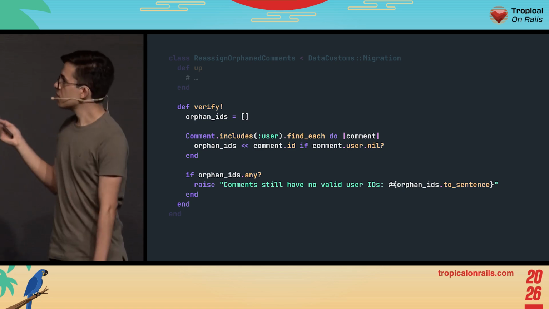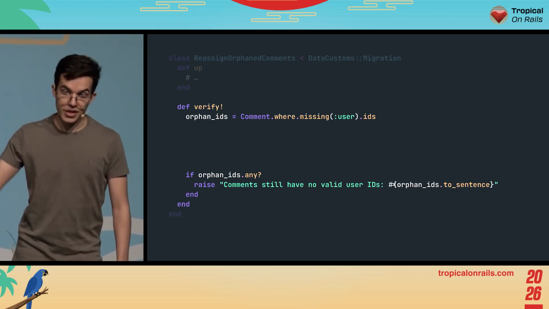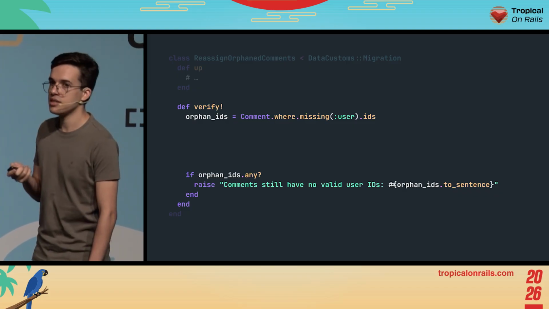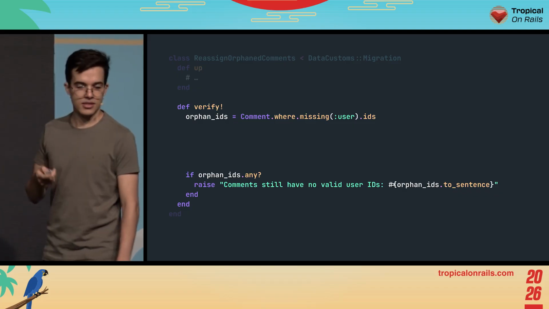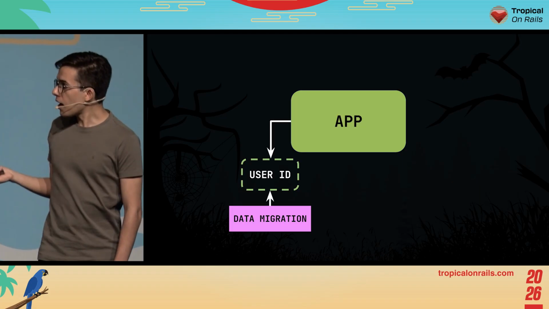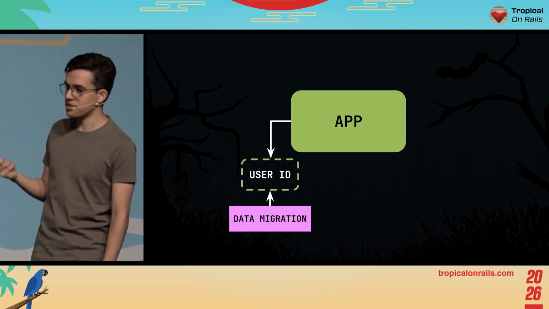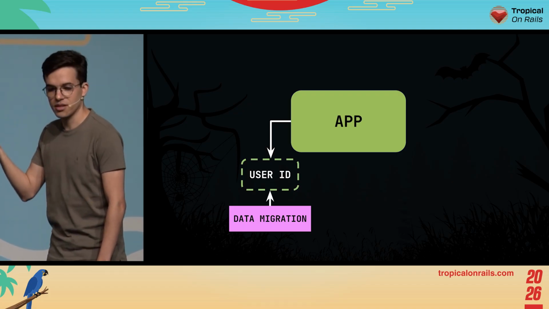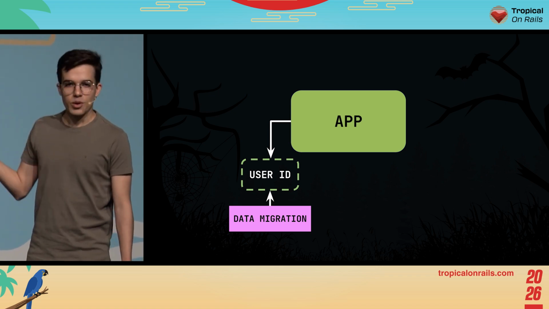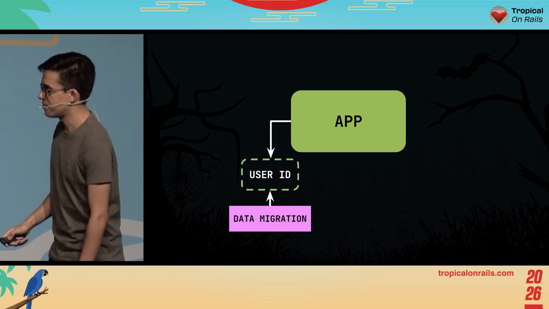And if there are still orphan comments, then we raise and the migration rolls back. Or you can also just use where missing, which takes into account both the nil user ID and the dangling user IDs. And this also catches our bug. And with this, we would get an error while running the data migration, not after all the other code touches it, not when a user is using the application, way before all of that. And then we can fix it, and no bugs for the users. You can fix it before you ship new code, and everyone will be happy ever after.